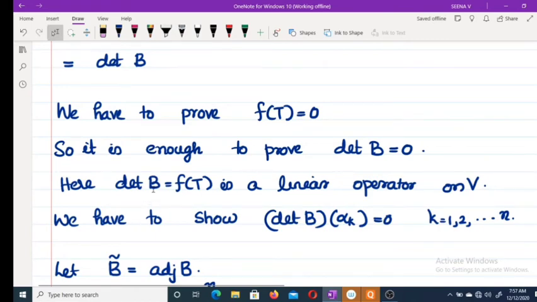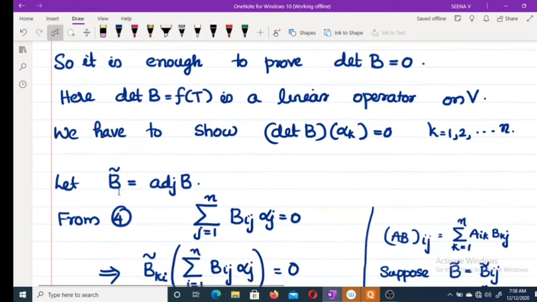Determinant B is actually f of t, and therefore this is a linear operator on V. Therefore, to prove determinant B equal to 0, it is enough to show that determinant B into alpha k equal to 0 for k equal to 1 to n. Okay, we have to prove determinant B into alpha k equal to 0 for every k equal to 1 to n.